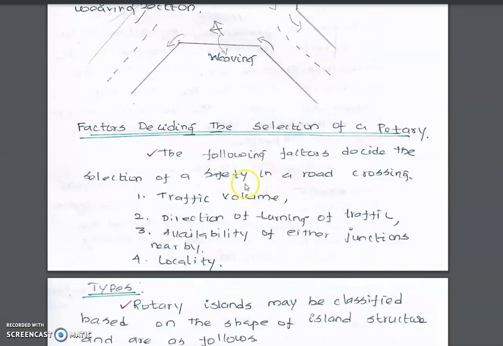So what are the factors deciding the selection of a rotary? The following factors decide the selection of a rotary for a road crossing: first is the traffic volume, second the direction of turning of the traffic, then the availability of other junctions nearby, then the locality.